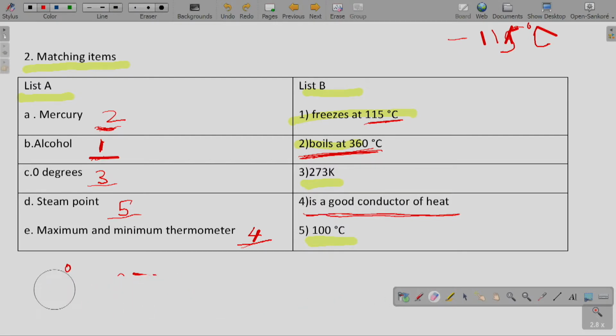Remember, we have finished the number 2 question of matching items, but you should be very careful, because here it was kind of easy, but you might find some options where you have to be very careful because there are more than 2 answers which are alike.